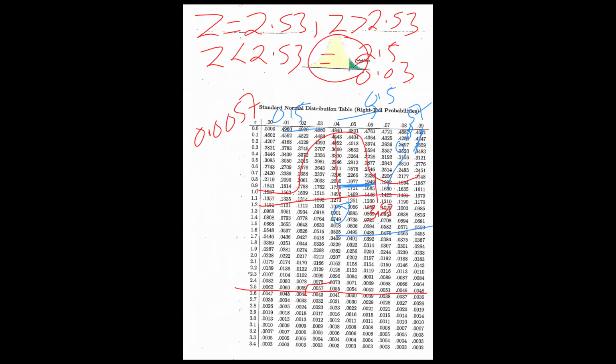What did we say? How do you find that one? How can you find that probability? Hello? Do you still remember? How do you find that probability? Z is equal to 2.53, which is equal to what? What is the probability?